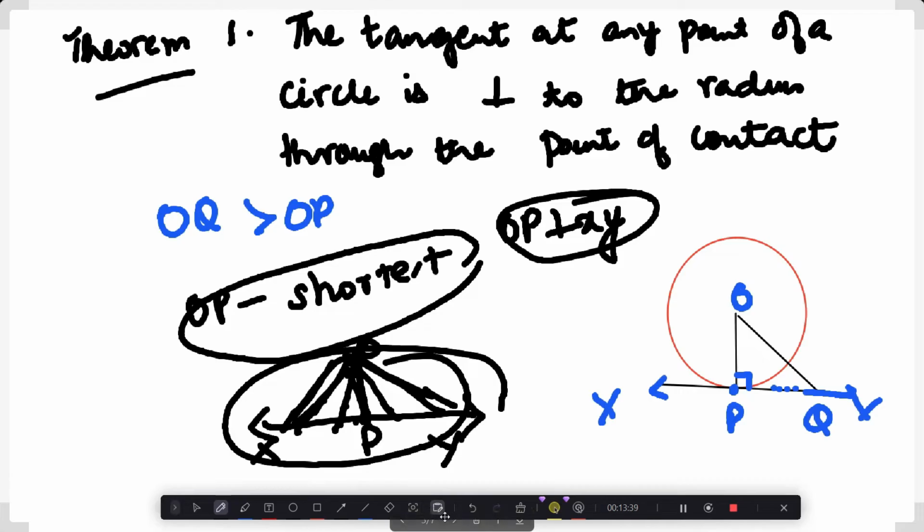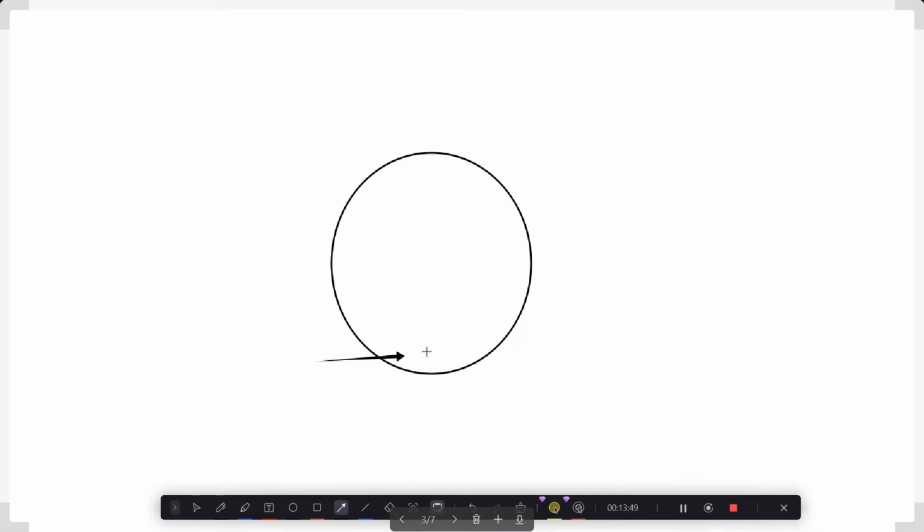So net, what is the understanding? The understanding is very, very simple. This is a circle. This is a tangent. This is the point of contact. This is the center. So this is 90 degrees. This is what the theorem says.